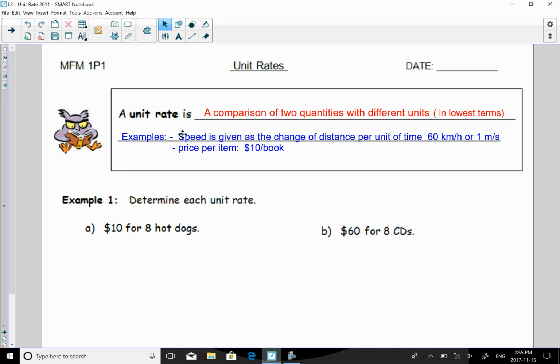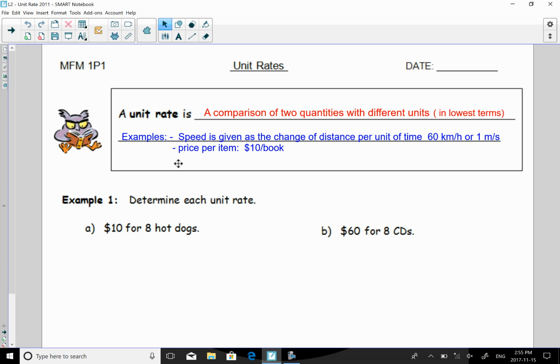Unit rates. A unit rate is a comparison of two quantities with different units in lowest terms. Examples of this are speed, which is given as the change of distance per unit of time, so 60 kilometers per hour, or 1 meter per second. You'll notice it's all per 1 hour or 1 second. It's in the lowest term possible.